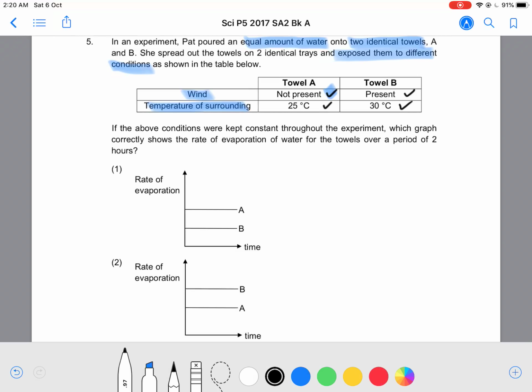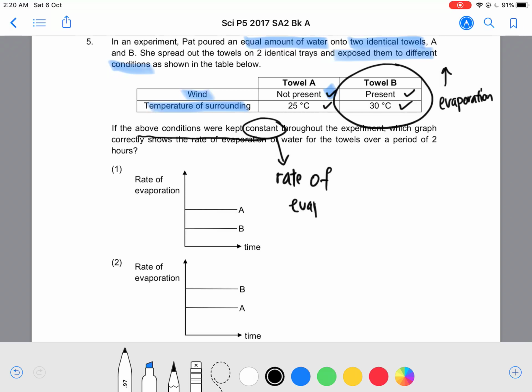By looking at the table, you will already have known that this one has a greater rate of evaporation, right? Because your temperature increase and your presence of wind will help evaporate your liquid faster. So if the above conditions were kept constant, now this sentence means quite a lot. It means that the wind is constant, the temperature is also going to be constant. Now this would also mean that your rate of evaporation is going to be constant.